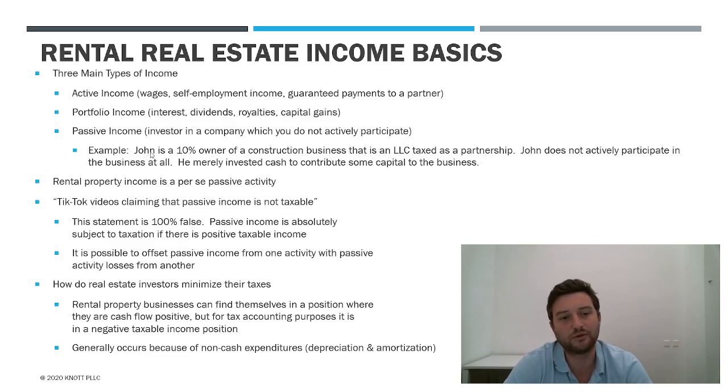So in this example, let's say that the construction business lost money during the year and John got his Schedule K-1, he was allocated 10% of the loss. Because that's a passive activity to John, he can't take that allocation of loss and offset it against, let's say, his wages or his interest or dividend income because it's a passive activity. And passive activities are subject to the PAL rules, okay?